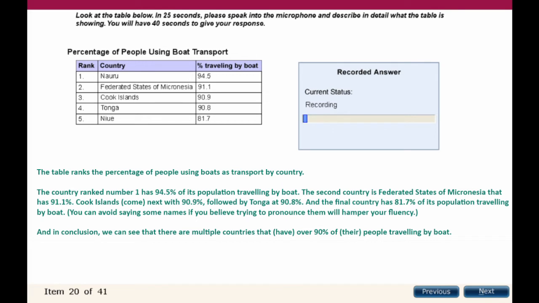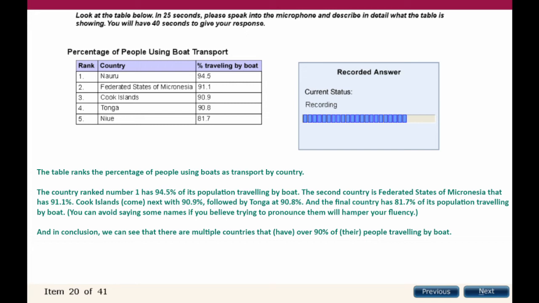The table ranks the percentage of people using boats as transport by country. The country ranked number 1 has 94.5% of its population traveling by boat. The second country is Federated States of Micronesia, which has 91.1%. Cook Islands comes next with 90.9%, followed by Tonga at 90.8%. And the final country has 81.7% of its population traveling by boat.